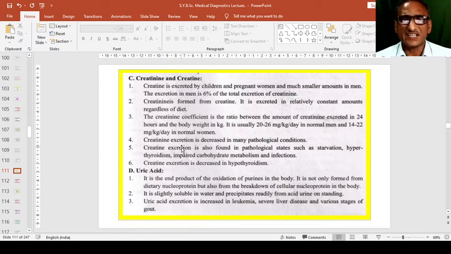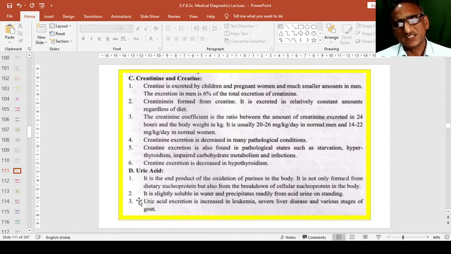So creatinine excretion is decreased in many pathological conditions, and is also found altered in pathological states such as starvation, hyperthyroidism, and carbohydrate metabolism impairment, and likewise. Creatinine excretion is decreased in hypothyroidism.